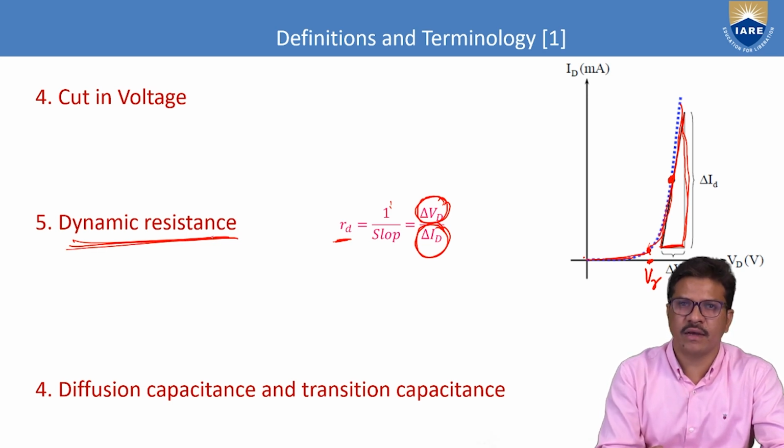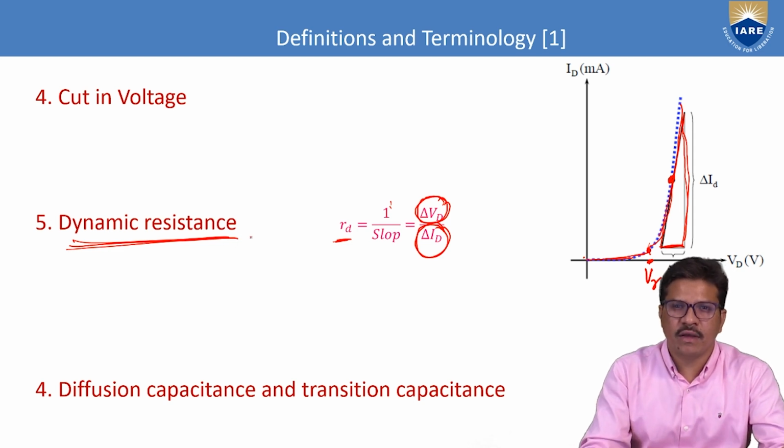It is the most important factor, by which we can tell that the p-n junction diode possesses low resistance in forward bias and high resistance in reverse bias.